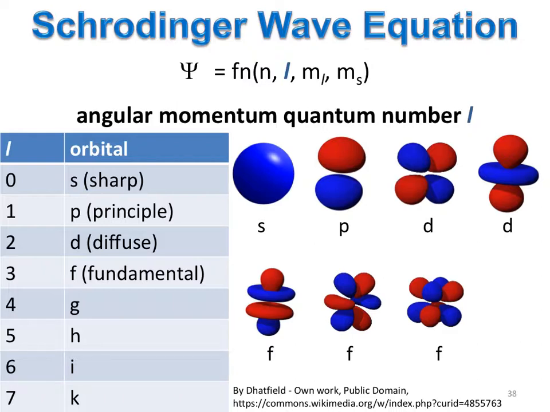And then finally, when l equals 3, we have an f orbital. If you look down at the bottom of the slide, there are 3 different types of f orbitals. However, there are 7 different f orbitals total, and the f orbitals have many lobes. It might be a good idea for you to get familiar with the shapes, orbital designations by letter, and also orbital designation by angular momentum quantum number.